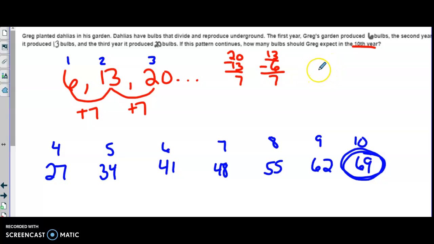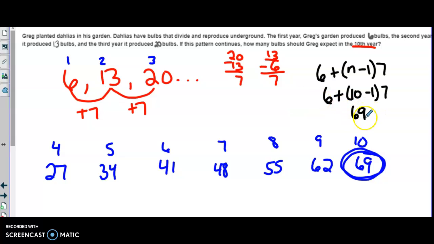If you want to write the rule, you would say whatever your first term is, plus, and then n minus 1 or x minus 1, and then times your common difference, which is 7. But I wouldn't suggest writing the rule since we didn't really teach you that, but you could plug it in here. And you could say 10 minus 1 is 9, 9 times 7 is 63, plus 6 is 69. So you could get it by writing the rule, but I would just go ahead and add it up 10 times.